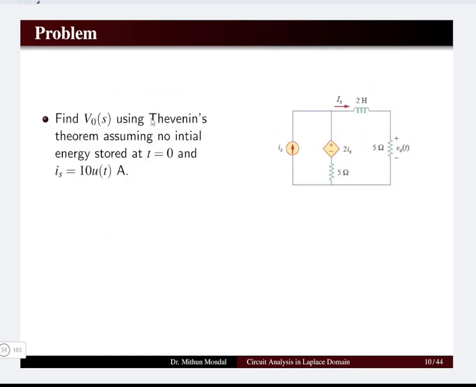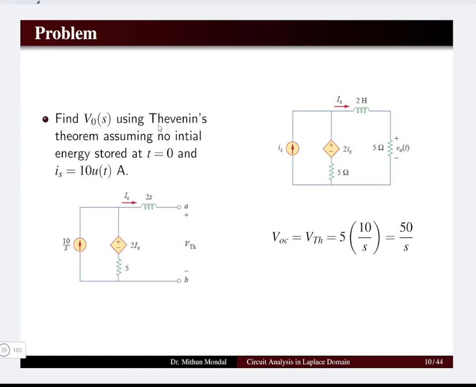Now, one problem that is solved using Thevenin's theorem, where we need to determine the output voltage V0 of s, that is the voltage across the resistor, assuming no initial conditions, meaning there is no energy stored in the inductor or the capacitor, and the driving excitation current source is 10 u of t. We have a dependent voltage source here in the circuit, where Ix is the current drawn by the 2 henry inductor.